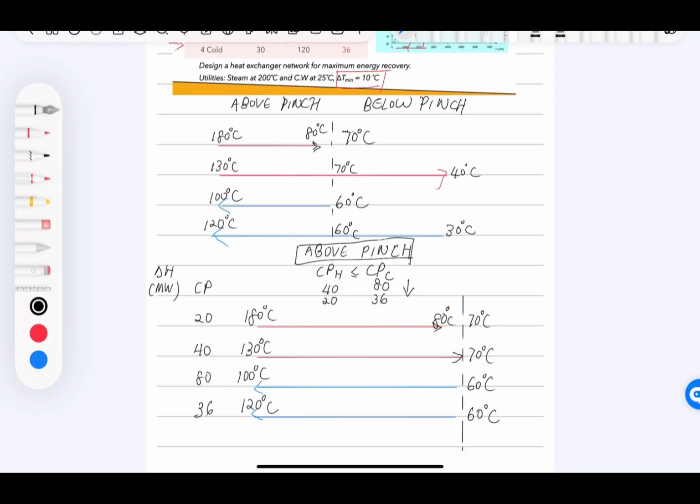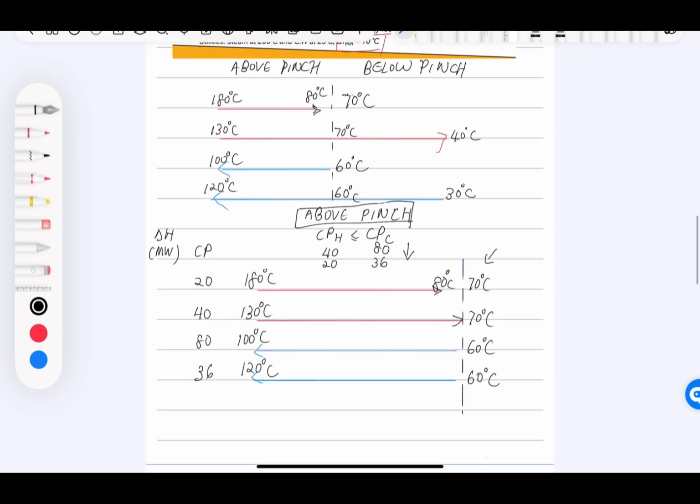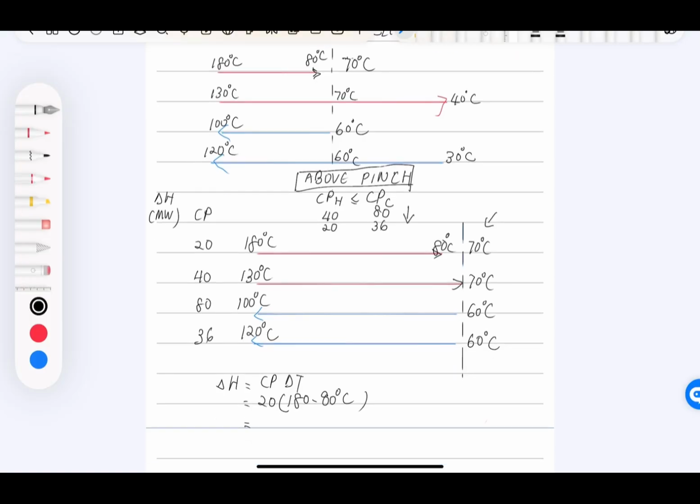Now let's calculate the delta H for each stream in megawatt. For hot stream number 1, delta H equals CP dT, so this is equal to 20 times 180 minus 80 degrees C, which is 2000 kilowatt or 2 megawatt. So we write it as 2, and then repeating the same procedure using the same formula, we get 2.4, 3.2, and 2.16. So this is the requirement for each stream.